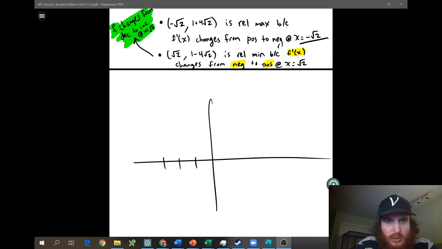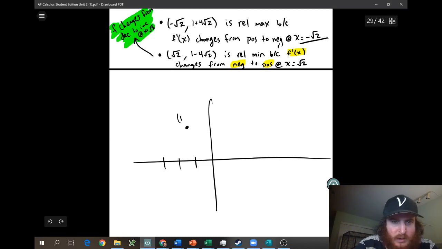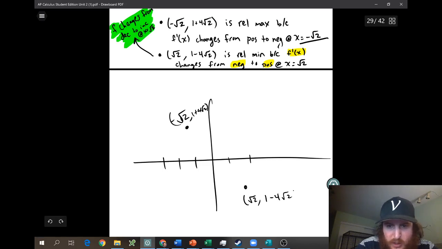And then 1 plus 4 square root of 2, you might even not know what it is, but just kind of, this is negative square root of 2, just kind of put a point somewhere, negative square root of 2, comma, 1 plus 4 square root of 2, right? Just kind of put a point somewhere. And then over here, same thing, we have square root of 2, comma, 1 minus 4 square root of 2. And I know this is below the axis and that one's above the axis just because of the signs. The 1 minus 4 and 1 plus 4. Now, those are the only 2 points. Everything else is going to be a sketch.